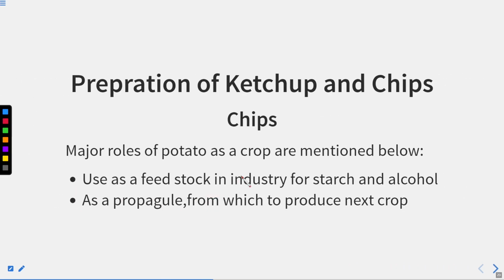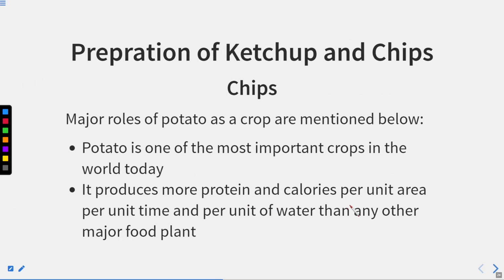Potato is also used as a feedstock in industry for starch and alcohol. So from potato, alcohol is also prepared, and starch is also prepared. For the preparation of starch and alcohol we have set up an industry. It also serves as a propagule from which to produce the next crop, and it is very easy to propagate because the tuber can grow vegetatively into new crops. So it is very easy to grow new crops.